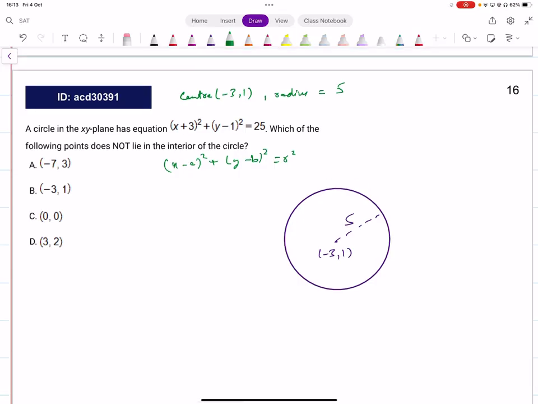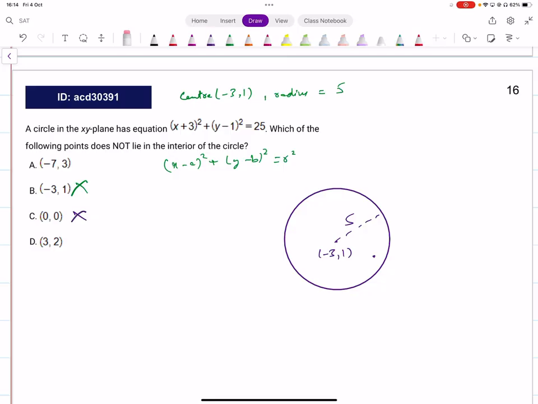-7 and 3, we can't be sure about that. -3, 1 does lie in the interior because this is the center, right? 0, 0 is 3 units to the right, and then 1 unit down. So it has to be inside the circle as well. So this is also not correct.